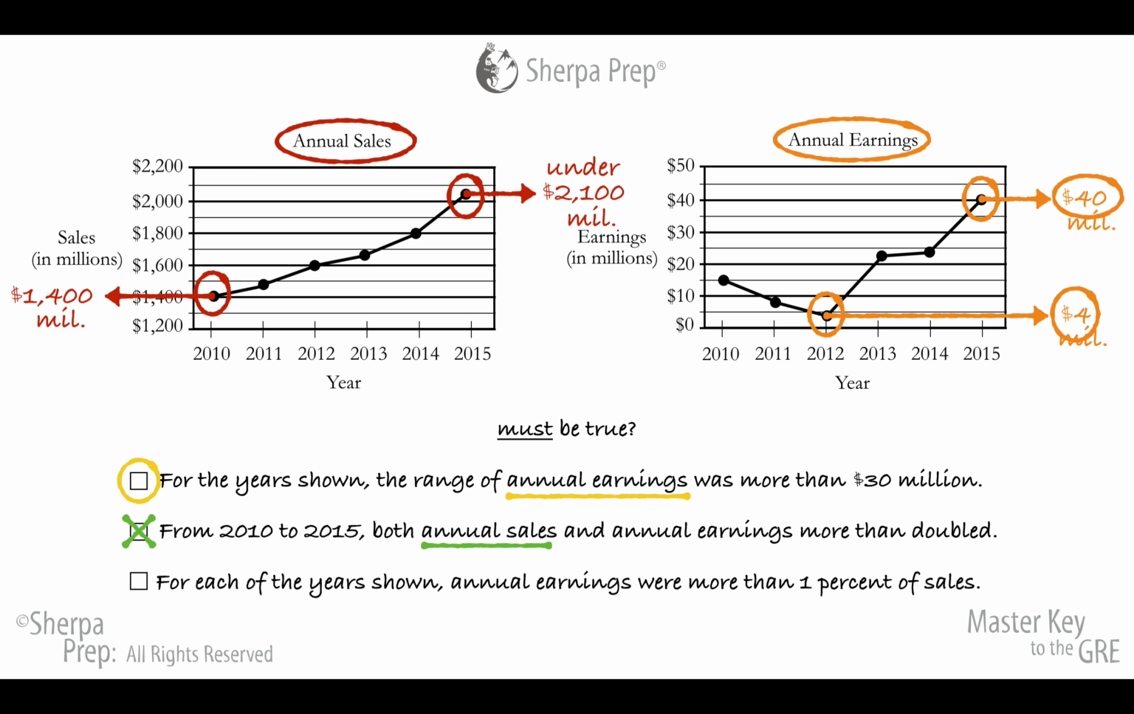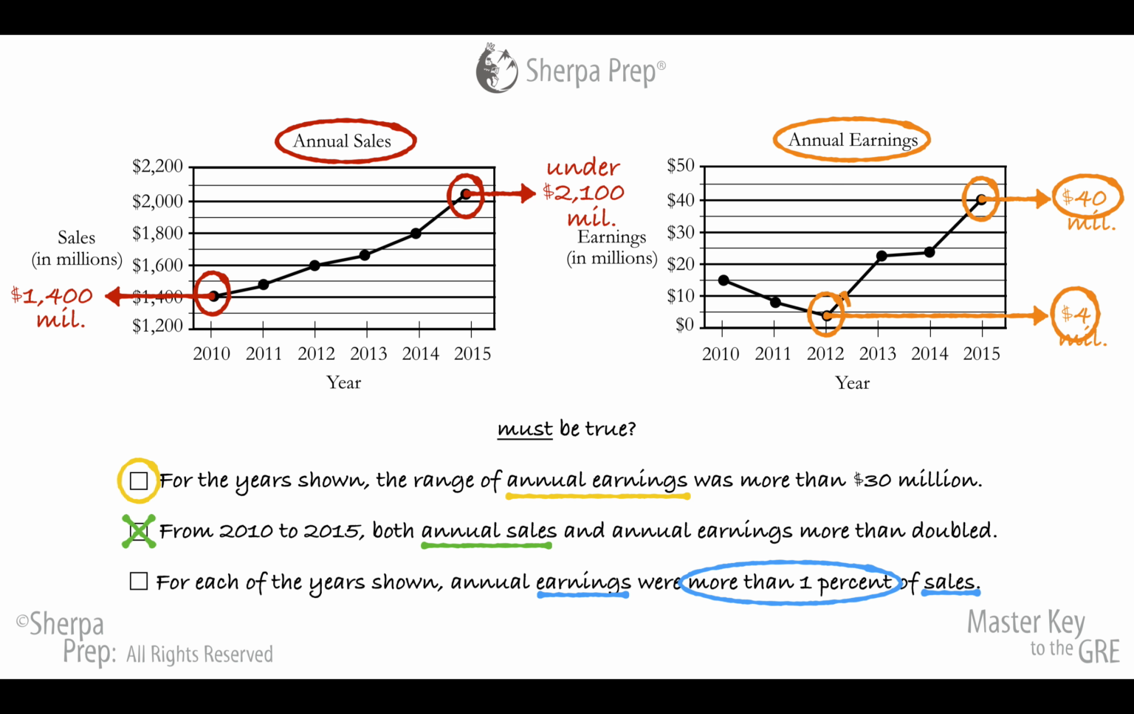I think this last statement is probably the trickiest. We're comparing annual earnings to annual sales. And we want to know whether the earnings were more than 1% of the sales. 1%, that's a really tiny amount. So maybe the best way to go about this, let's look for an earning level that's as small as possible.